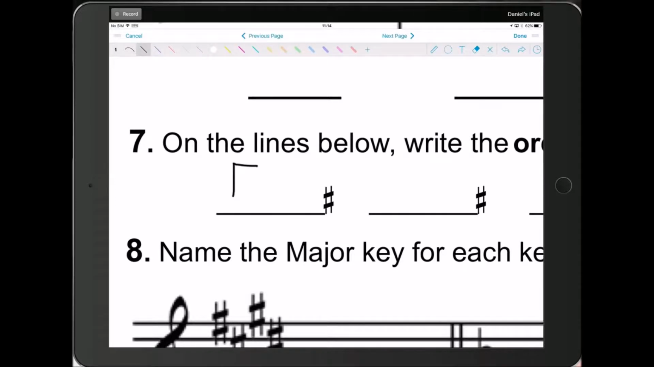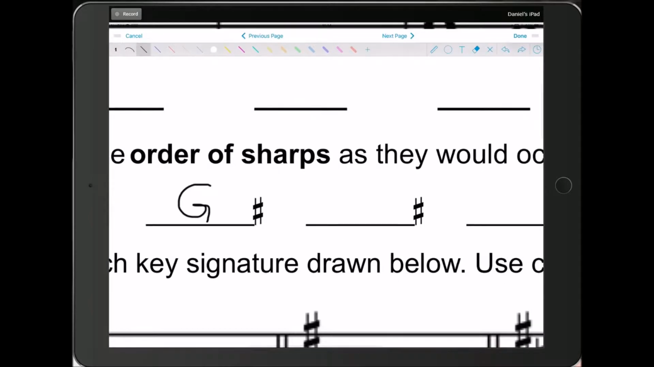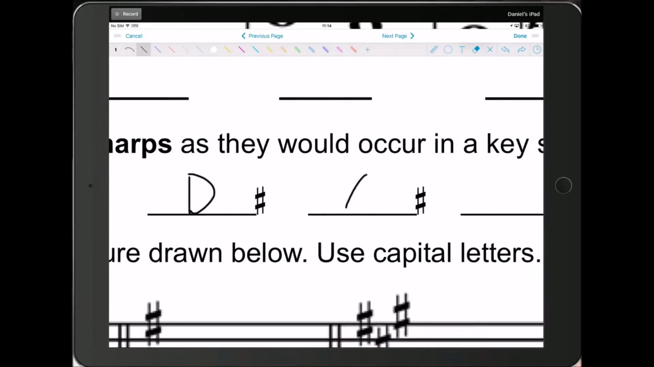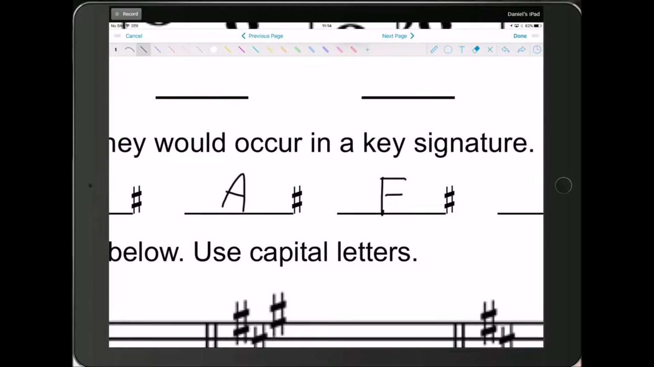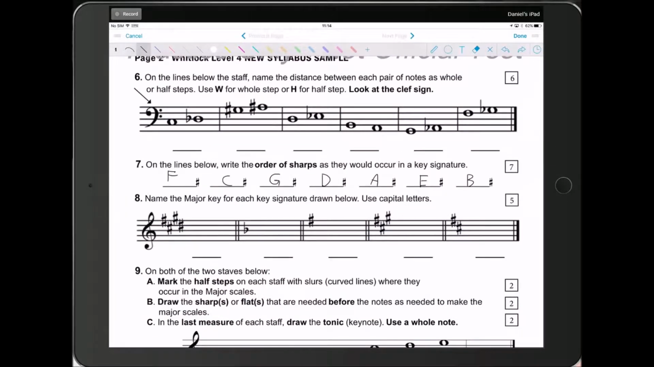So, the first one is F, C, G, D, A, E, and B. Notice there's 7 sharps, and if you rearrange all these right here, it does the complete music alphabet. We have A, B, C, D, E, F, and G. Alright? So, now, the sentence that I like to use to remember the order of sharps is as follows.